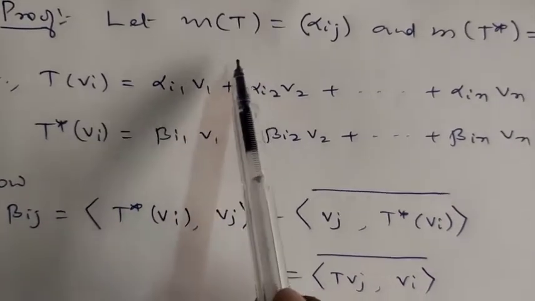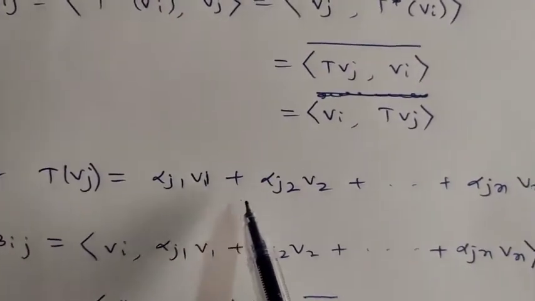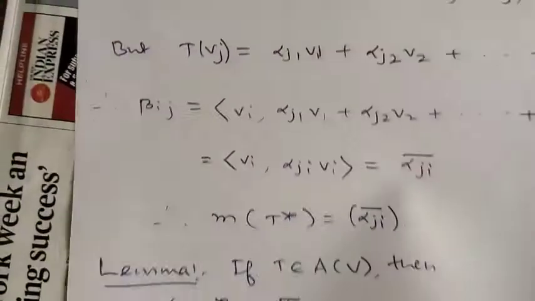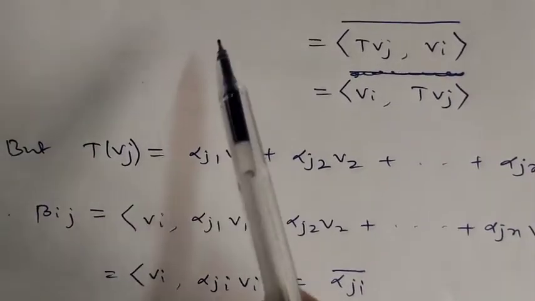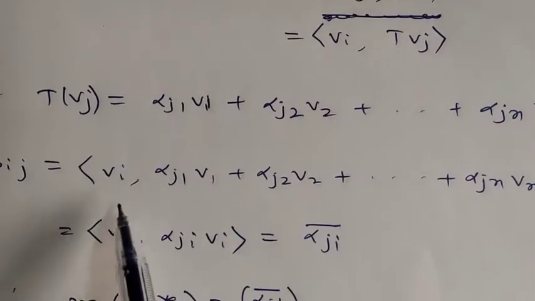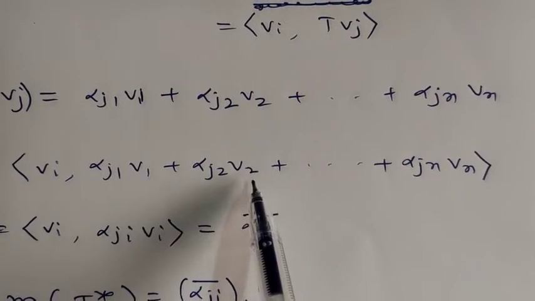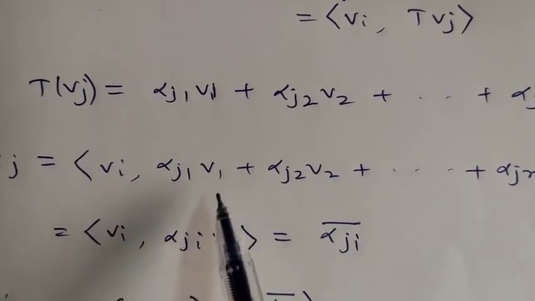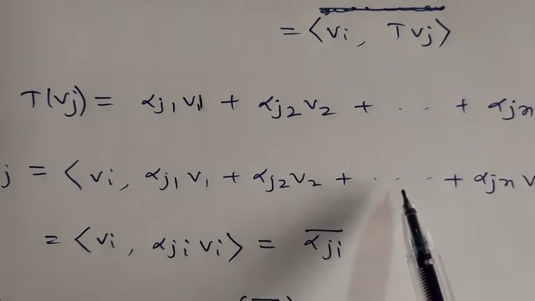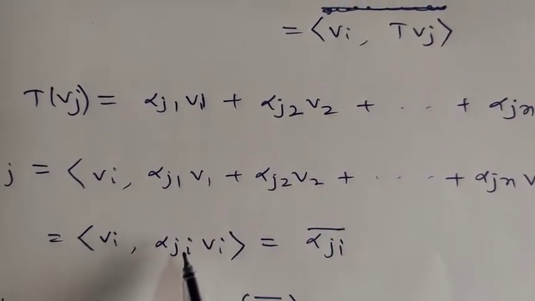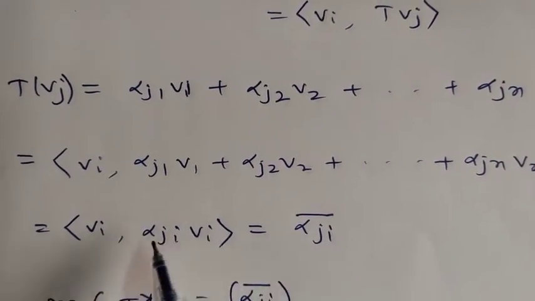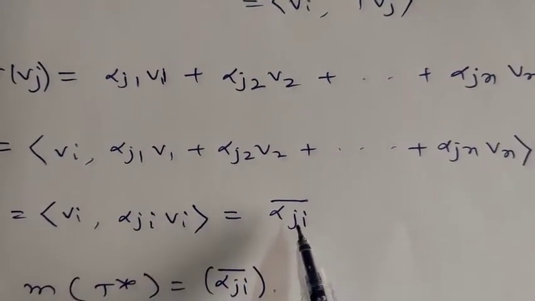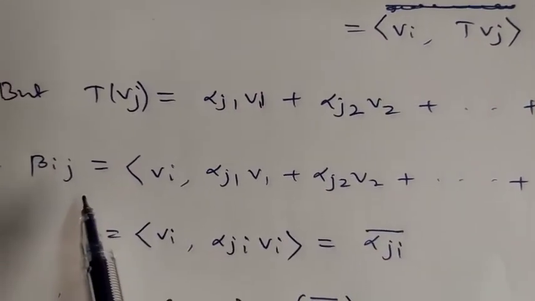But according to this, T of vj is what? T of vj is alpha j1 v1, alpha j2 v2, etc., alpha jn vn. Therefore, if you substitute these values, beta ij is (vi, T of vj), so (vi, alpha j1 v1 plus alpha j2 v2, and so on, alpha jn vn). If you expand this, you get (vi, v1) is 0, (vi, v2) is 0, etc. Only (vi, vi) is 1. Therefore (vi, alpha ji vi) is equal to alpha ji bar times (vi, vi), which is 1, so alpha ji bar, because it is in the second term, comes out with a conjugate. Therefore beta ij is alpha ji bar.